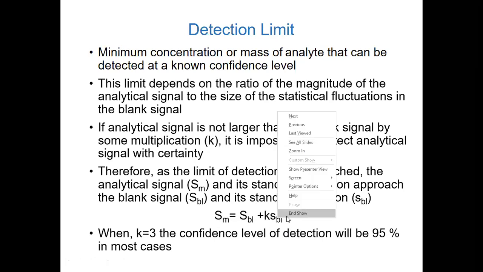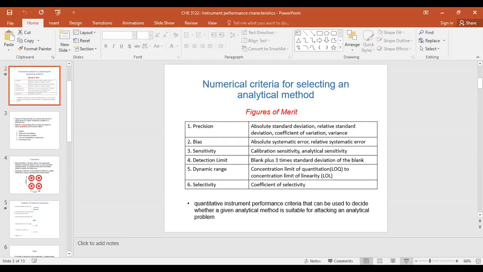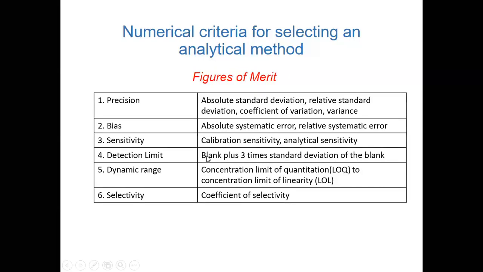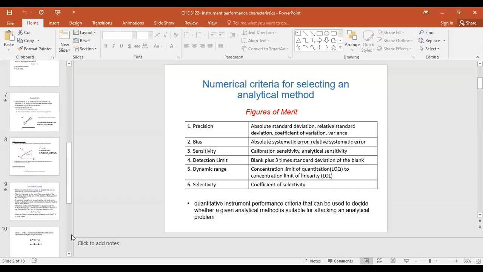This is what I told you at the very beginning. I will show this table again. See, I wrote here that the detection limit signal is S_m equals S_bl, the blank signal, plus 3 times the standard deviation of the blank, 3 s_bl. So that's what has been written there, right?